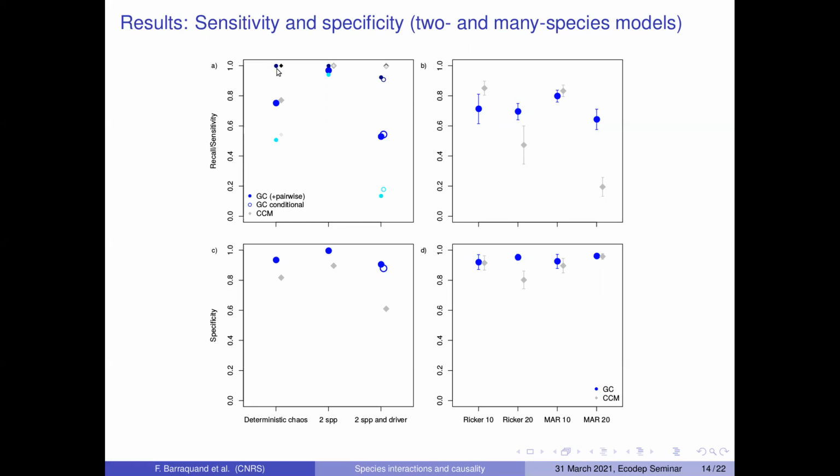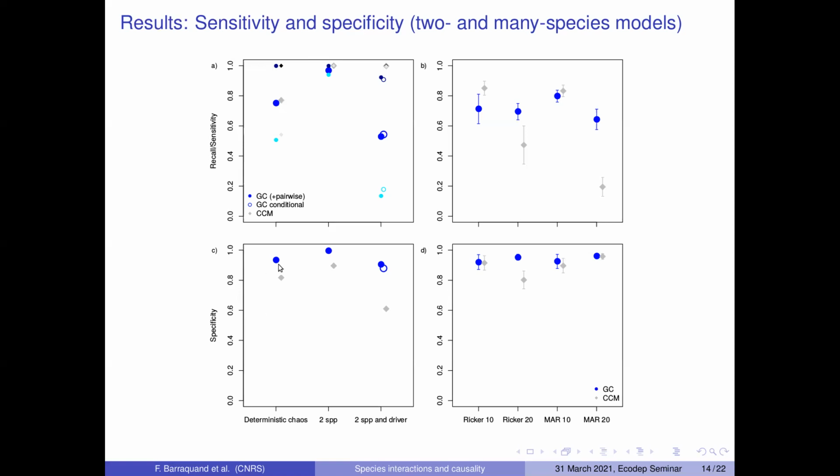The dark symbols on the top, they're for the strong interaction, and the light symbols here, they are for the weak interaction. So in all cases, you see that Granger causality and convergent cross mapping say the same thing. For the weak interaction or the strong interaction, they say the same thing, and they have the same performance on average in terms of sensitivity.